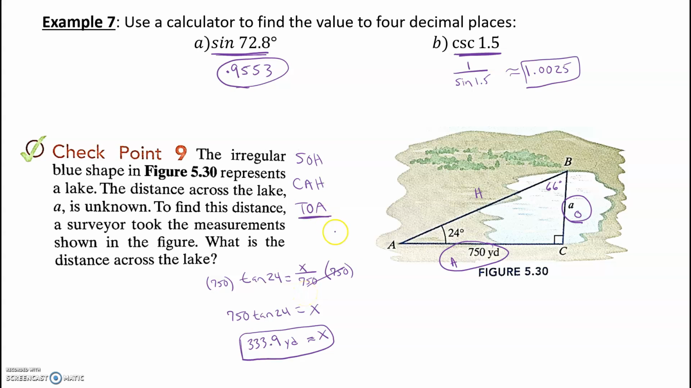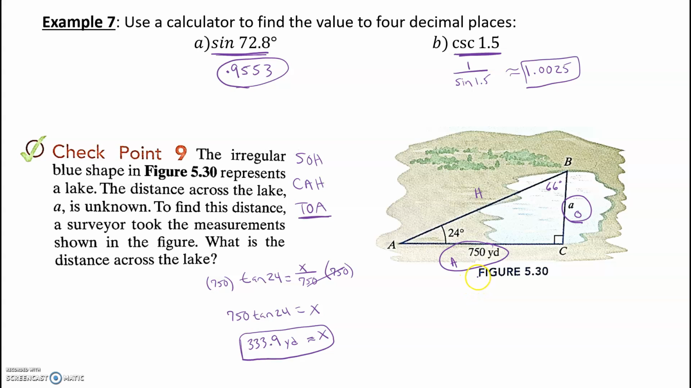So understand your smallest angle should be across from your smallest side. So notice 24 is my smallest angle, which means this has to be my shortest side. So before I started this problem, I should know that my answer has to be less than 750. If this is my smallest angle, this is my smallest side, I knew my answer had to be less than 750 before I started.